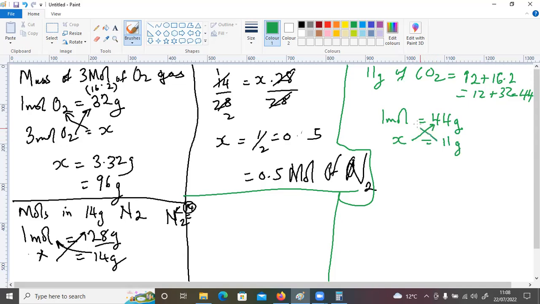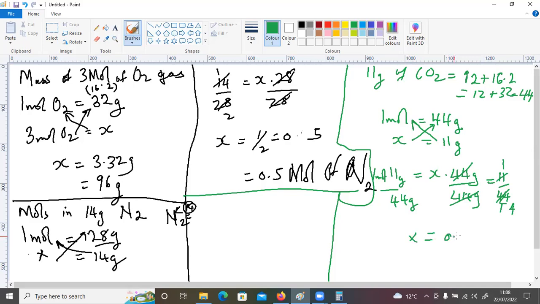I cross multiply, and I'm getting 11 is equal to x multiplied by 44 grams, and here we have 1 mole. Divide by 44 grams, divide by 44 grams, and so that x we are left with is equal to 11 over 44 moles. By 11, 1 by 11, 4, and then we get that x is equal to 0.25, or a quarter of a mole.